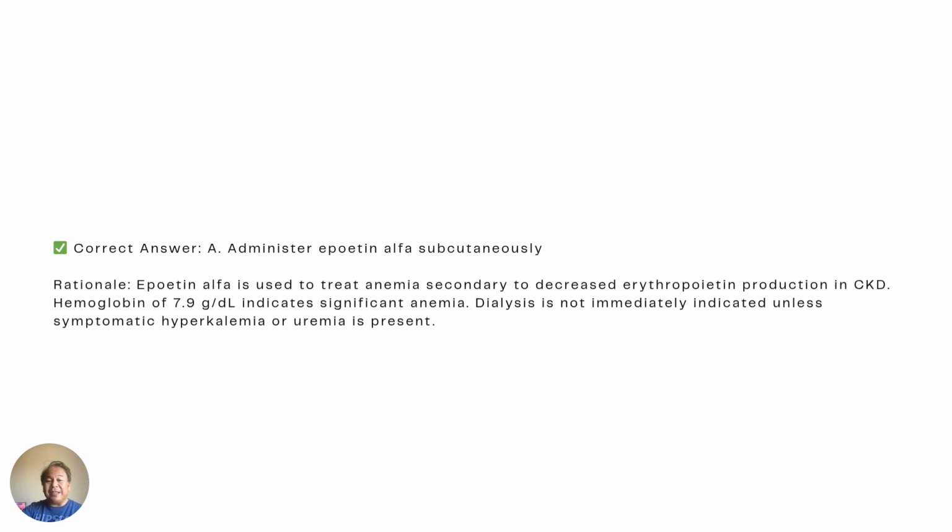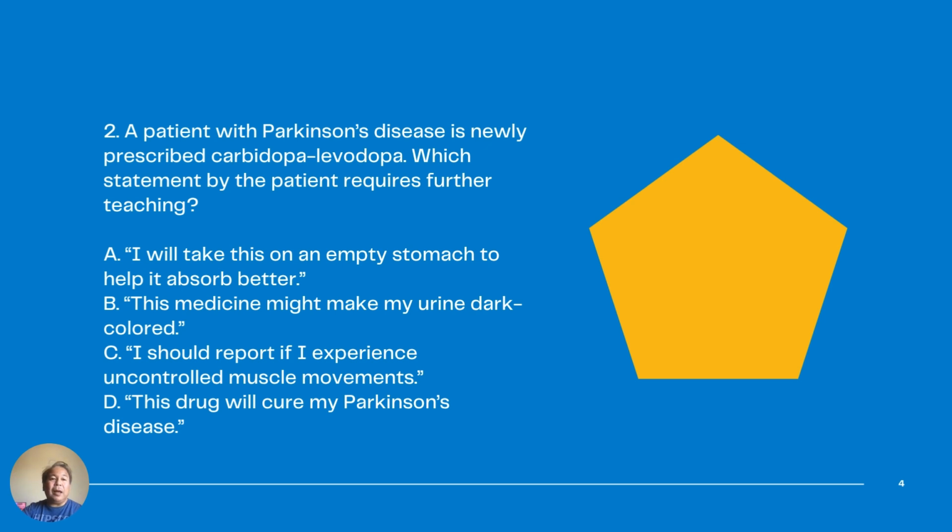So let's go to our next question, number two. A patient with Parkinson's disease is newly prescribed carbidopa-levodopa. Which statement by the patient requires further teaching? Is it A, I will take this on an empty stomach to help it absorb better? Is it B, this medication might make my urine dark colored? Or is it C, I should report if I experience uncontrolled muscle movements? Or D, this drug will cure my Parkinson's disease.